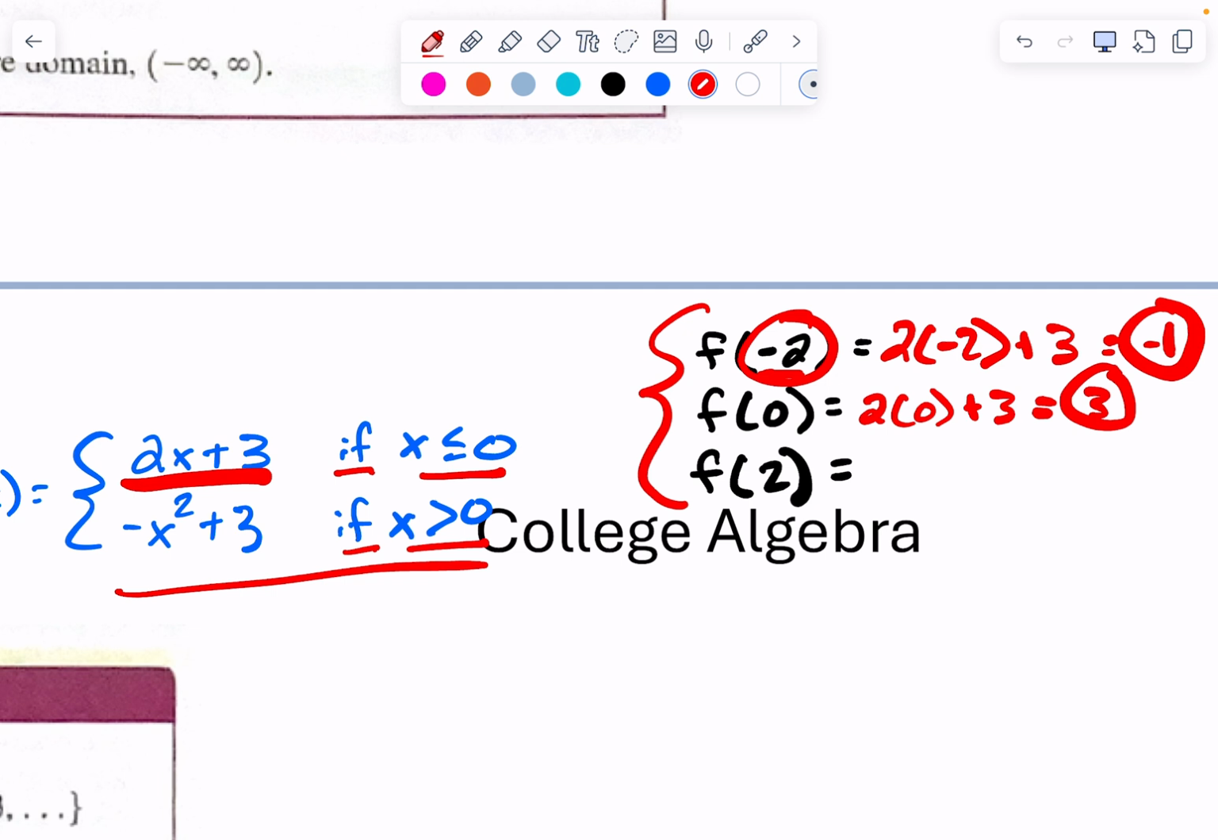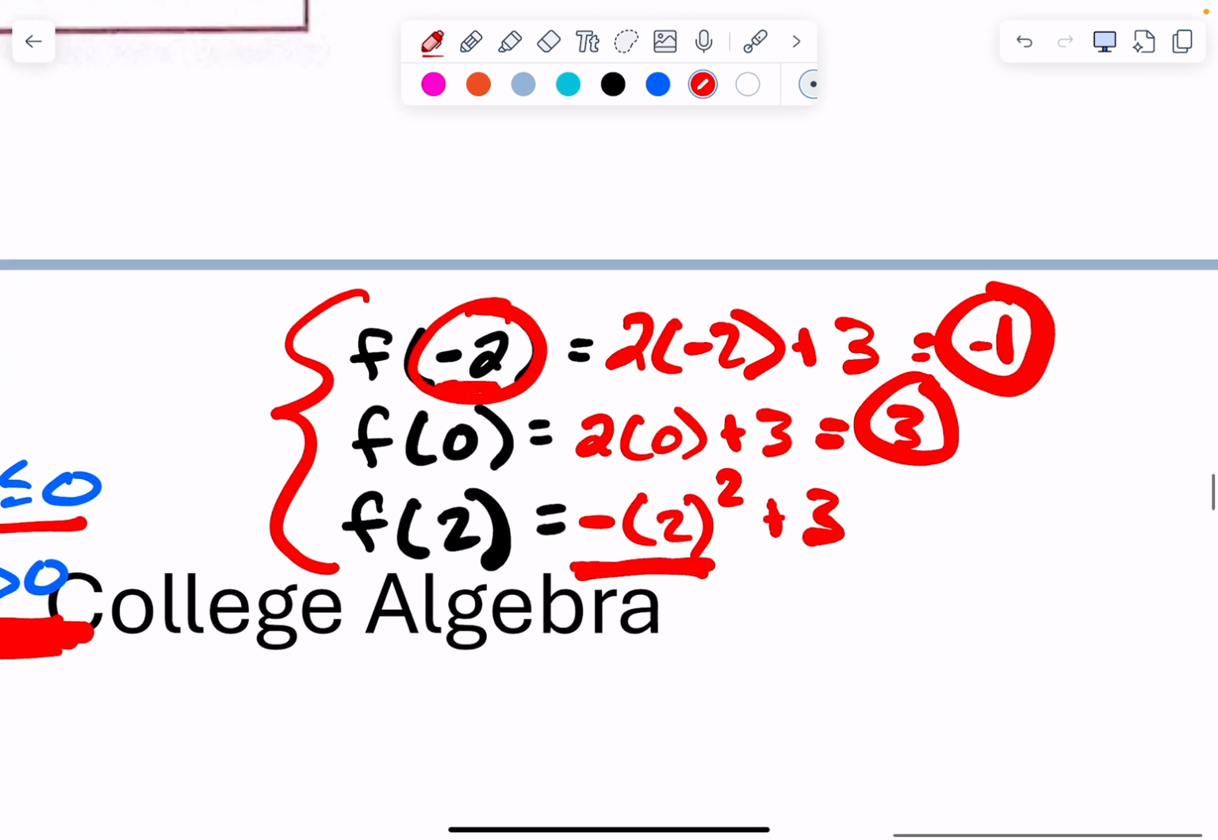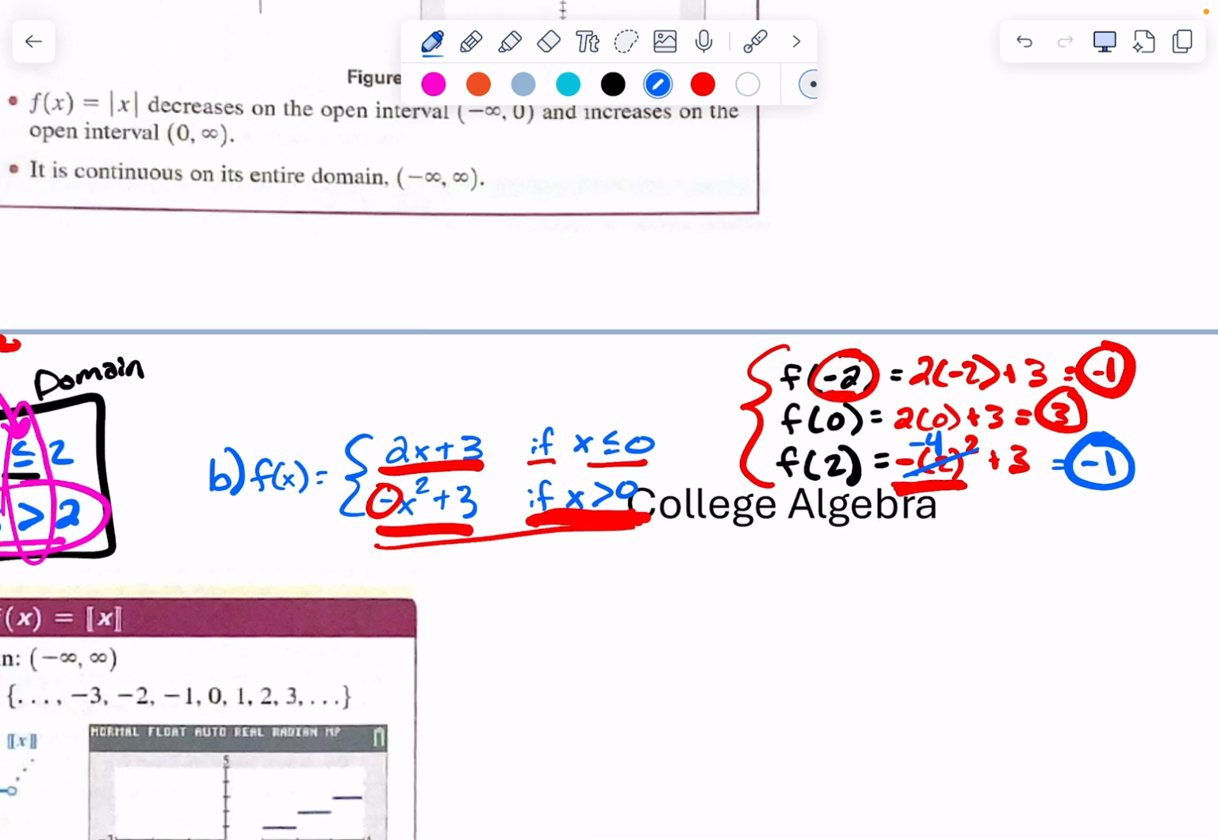F of 2 is going to go in the bottom equation, because that 2 is greater than 0, so I'm going to plug 2 in there. Negative 2 squared plus 3. Be careful, this negative was already there, so we're not squaring the negative as well. What does this come out to be? Negative 4, because the negative's on the outside. Negative 4 plus 3 is negative 1. So if they ask you to plug points in, you're not plugging into both equations, you're only plugging into the one that you need. Okay, now let's graph the dang thing.